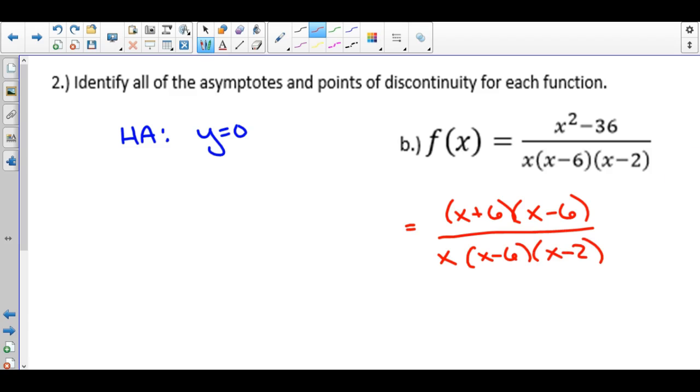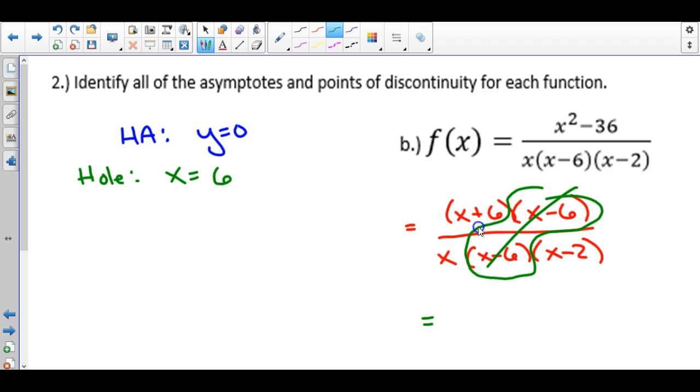So what I'm going to look at next are those repeated, or should I say common, factors of the numerator and denominator, which in this case is going to be x minus 6. So that tells me that we are going to have a hole at the x value that would turn that into 0, and that would be positive 6. So if x were 6, I would have 0 on the top, and I would have 0 on the denominator. And again, that's going to cancel out, and I'll be left on the numerator with x plus 6. And the denominator is going to be x times x minus 2.